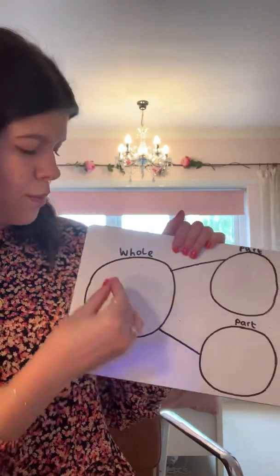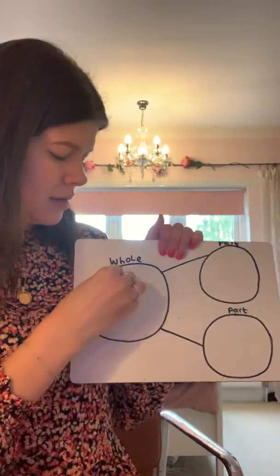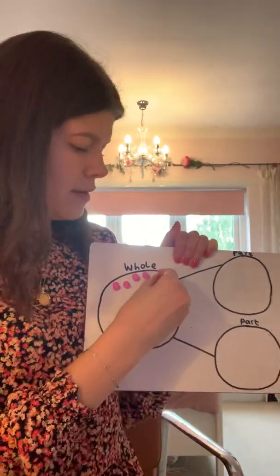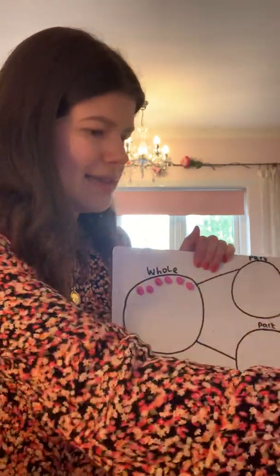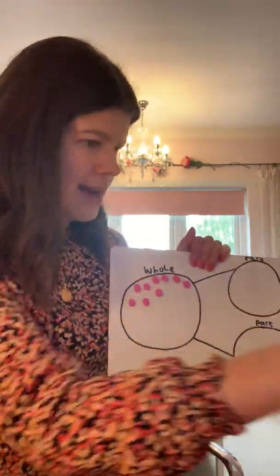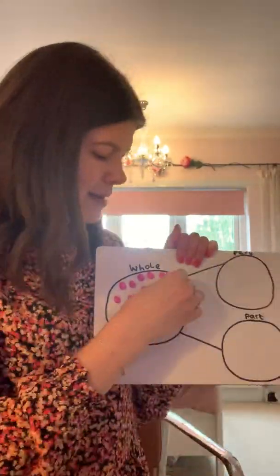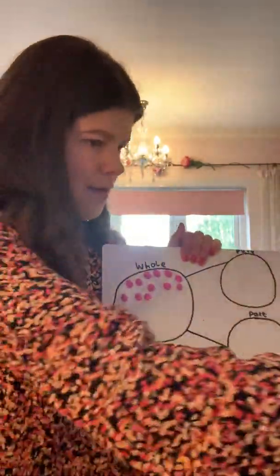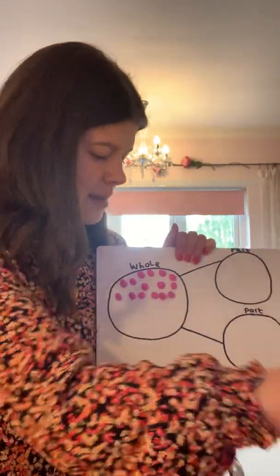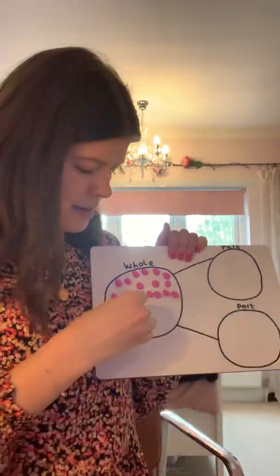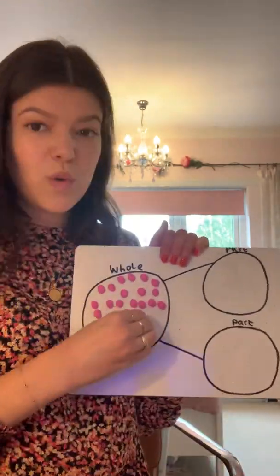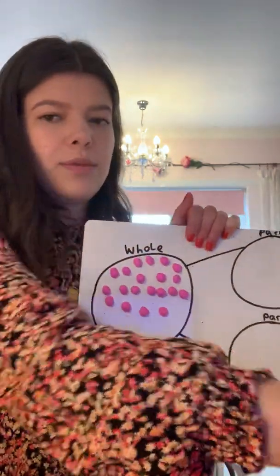So I'm going to count out 20, count with me. 1, 2, 3, 4, 5, 6, make sure I can hear you, 7, 8, 9, 10, 11, 12, 13, 14, 15, 16, 17, 18, 19, 20. Okay, so I've got 20 objects in my whole.